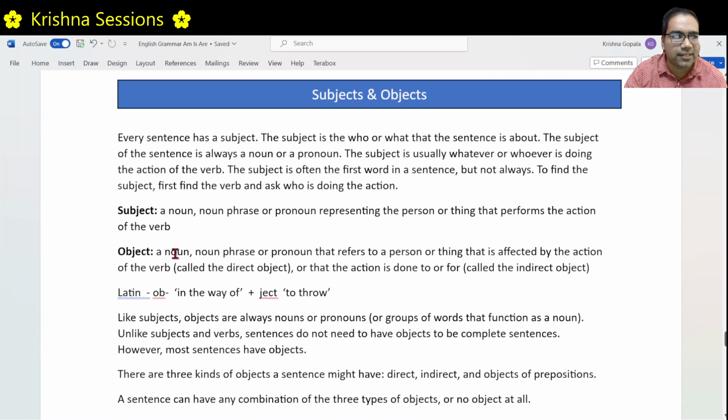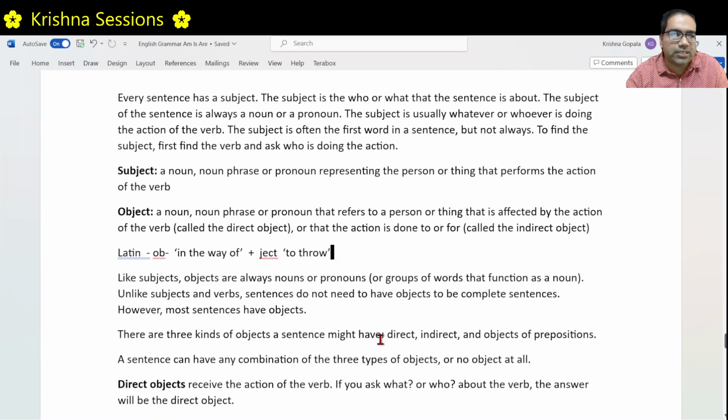Let us just remember it as a noun or pronoun that refers to a person or thing that is affected by the action of the verb. Subject is the one who is performing the action of the verb. Object is the one who is affected by the action of the verb. We'll take some examples, then we will understand. Objects are again of three types: direct objects, indirect objects, and objects of preposition.